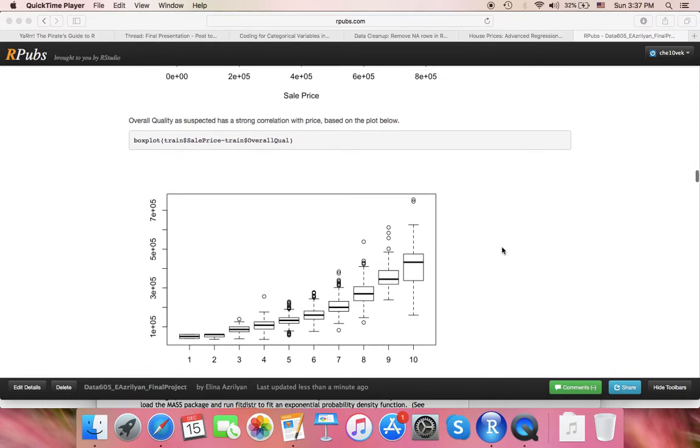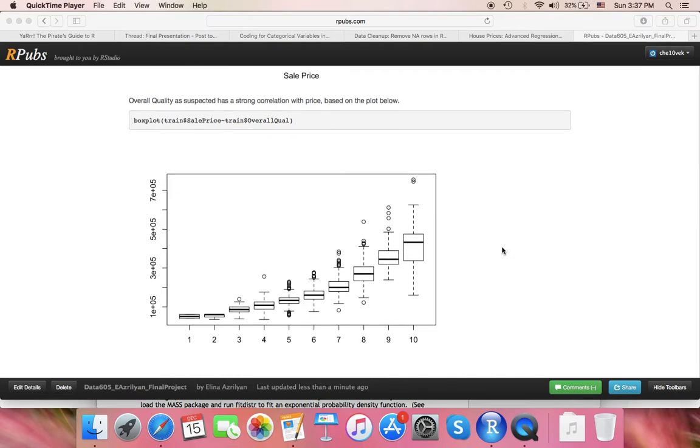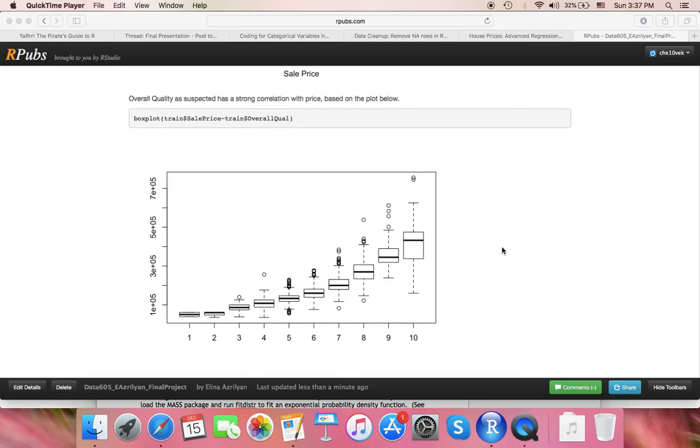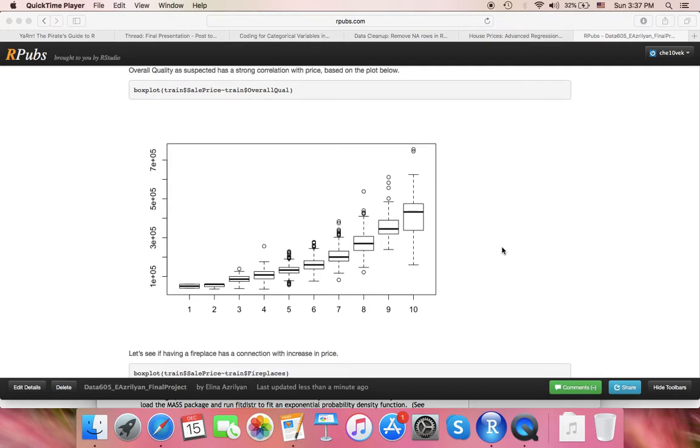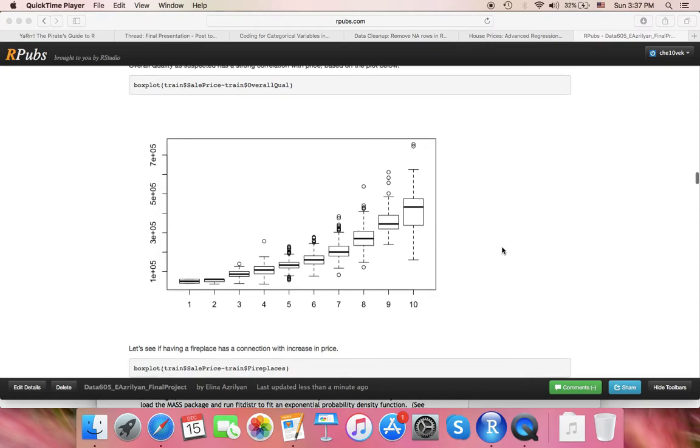And then I dived in and did some plots to see what sort of connection we saw between the various variables and our variable we're trying to predict, just to get my head around what I'm doing here. I did a box plot just to see how overall quality correlated with the sale price, and there's clearly a very significant correlation.